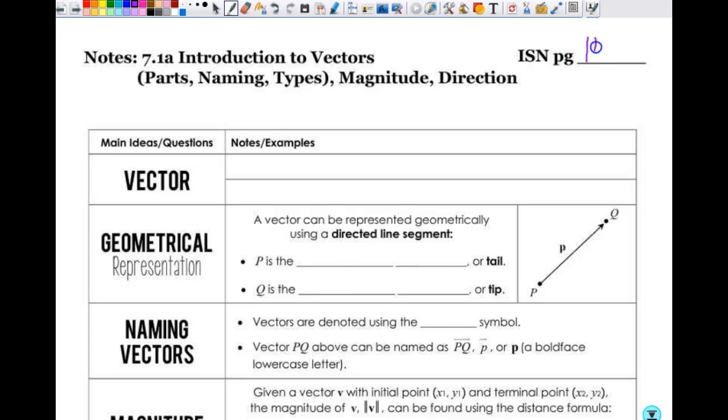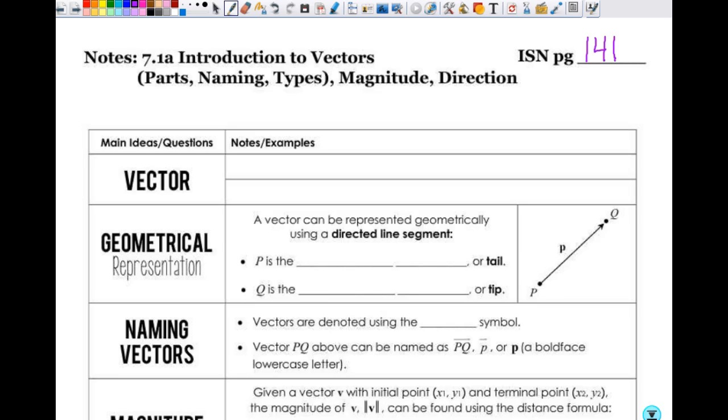All right, so vectors are not brand new for any of you because you were very first introduced to vectors in geometry when you were talking about transformations. That's where vector notation comes up. You learn what they are and what they mean and all that good kind of stuff. And then they come back in physics and in pre-calc.